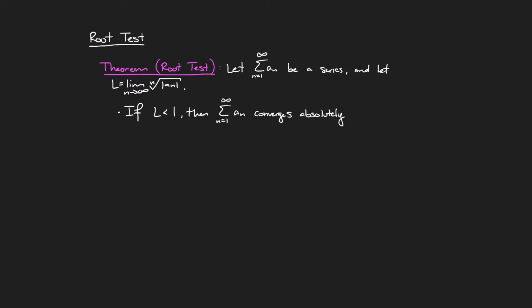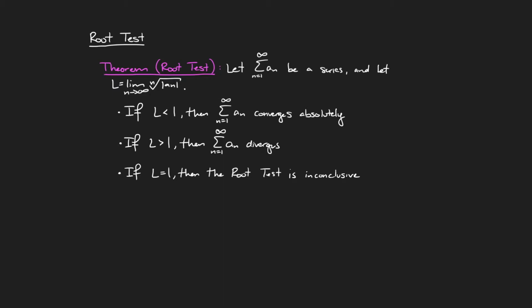If the limit is less than 1, then the series converges absolutely. If the limit is greater than 1, or goes off to infinity, then the series diverges. And if the limit is equal to 1, then the root test is inconclusive.